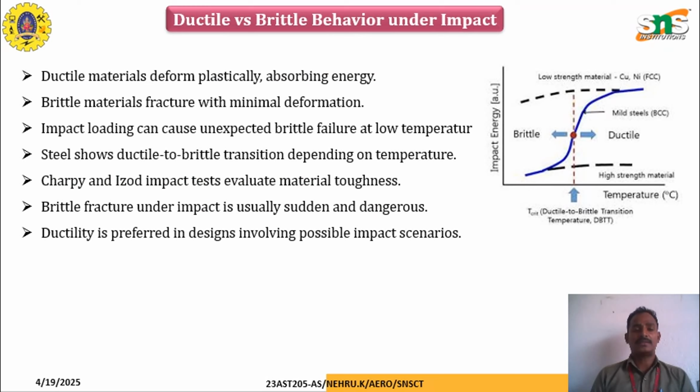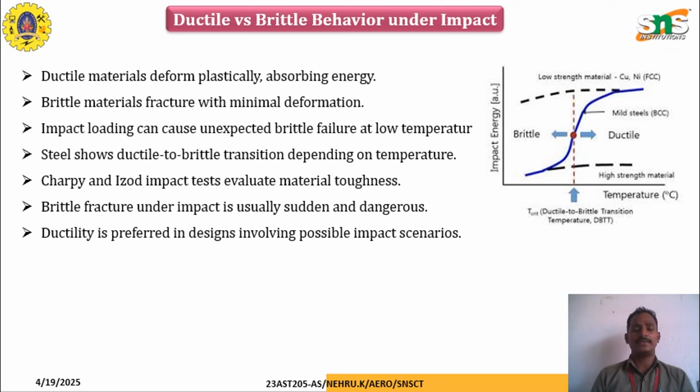Coming to the ductile and brittle behavior under impact, we know the stress-strain curve. Here we have the impact of temperature on brittle and ductile material. Ductile material deforms plastically and absorbs energy, whereas brittle material fractures with minimum deformation. Impact loads cause unexpected brittle failure at low temperature, whereas steel shows a ductile-to-brittle transition depending on the temperature. We can test this in two methods.